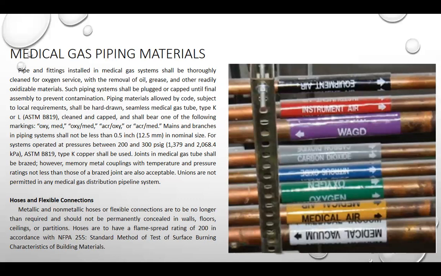Metallic and non-metallic hoses or flexible connections are to be no longer than required and should not be permanently concealed in walls, floor, ceiling, or partition. Hoses are to have a flame spread rating of 200 in accordance with NFPA 255, standard method of test of surface burning characteristics of building materials. Okay. Sample design calculation. So next na.